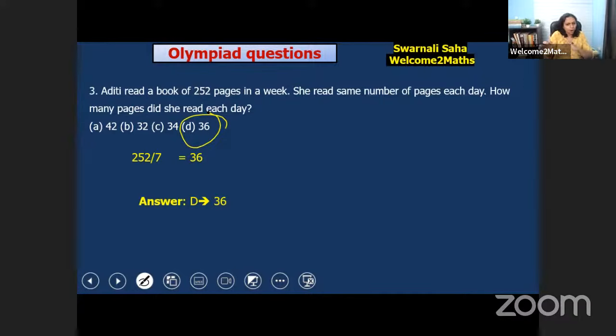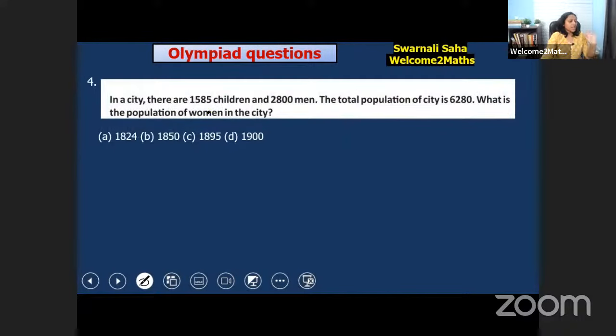So let's move on to the next question. Hope you understood. Let's solve one more question. Now the next question is: in a city, there are 1585 children and 2800 men. The total population of the city is 6280. What is the population of women in the city? That we have to find out.